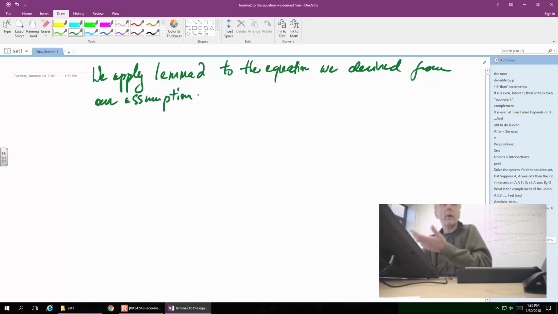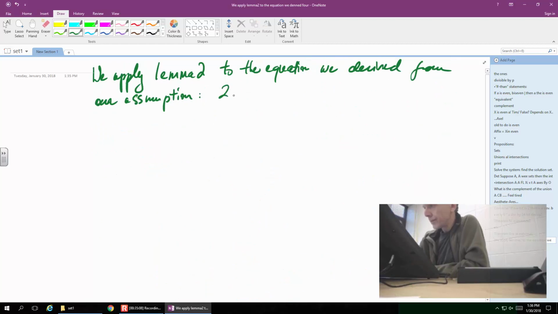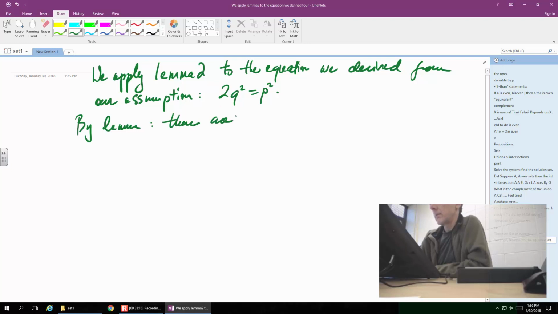Assumption is that the square root of 2 is equal to P over Q. So our equation is, what is it? 2Q squared is equal to P squared. So, by the lemma, there are... well, let's be more specific.